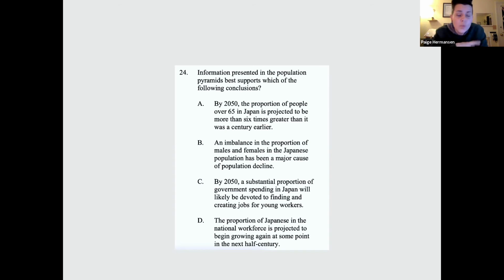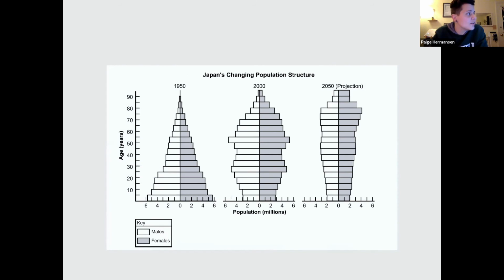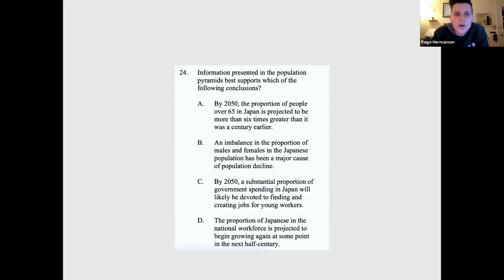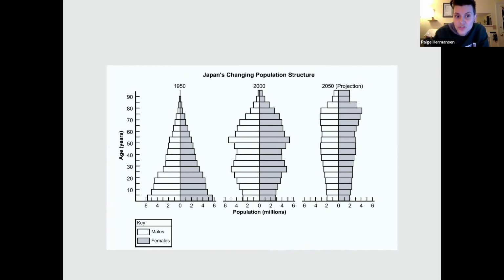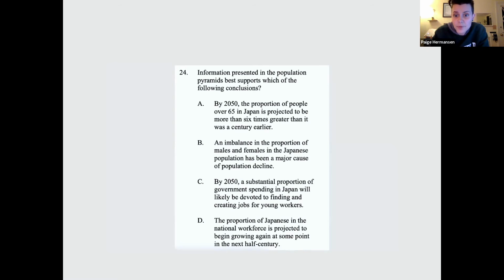Easy peasy. What we saw in those answer options is not relevant to what we can learn from the pyramid just based on looking at this, right? Okay, so the answer is A. The proportion of people over 65 is projected to be more than 6 times greater than it was a century earlier. Yeah, looks good to me, right?